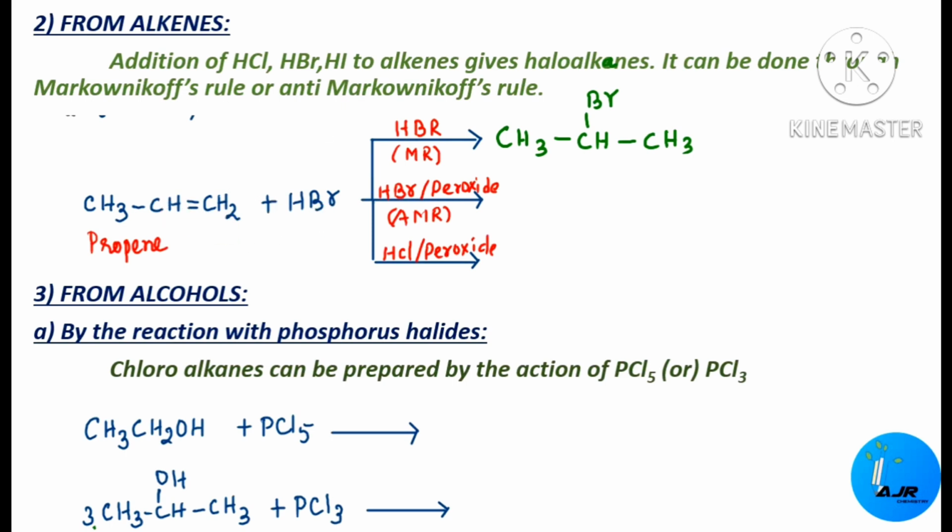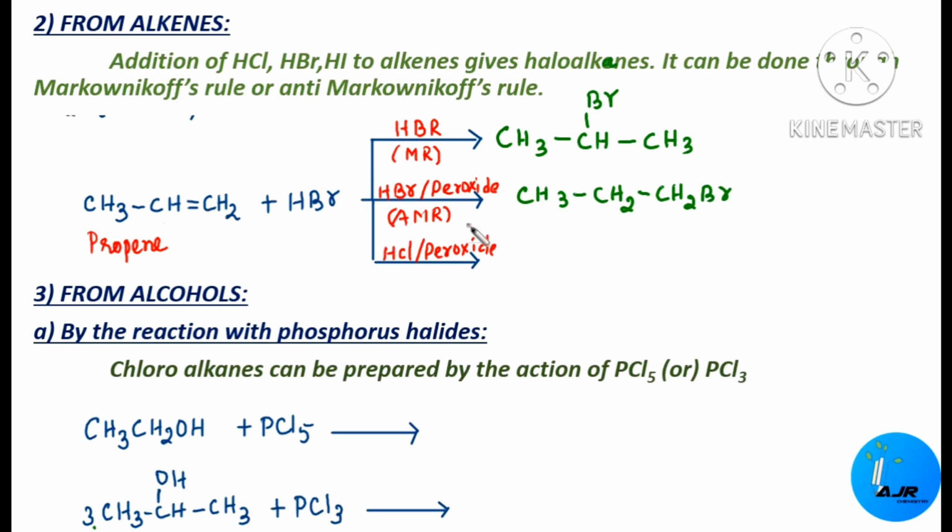Let me tell you, students, CH3. This CH becomes CH2 because the hydrogen is getting added up to that carbon atom, and next CH2Br. Is it not? So the Br will be getting added up to this carbon, based on anti-Markovnikov's rule. Understood students?